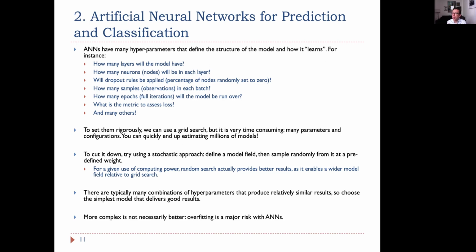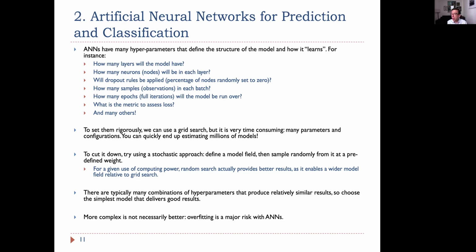Okay, so how do we set up this sort of observation and batch relationship? How many epochs will the model be run over? An epoch is an iteration. Going through the data set once is one epoch. Are we going to run it 100 times, 500 times, 1,000 times, 10,000 times? All of that has to be decided.